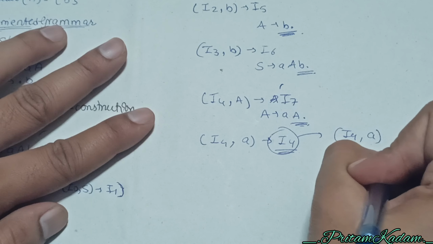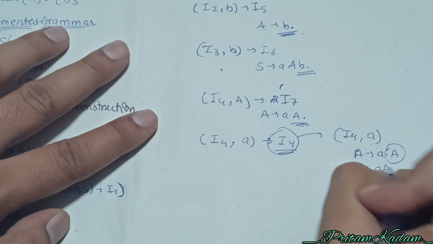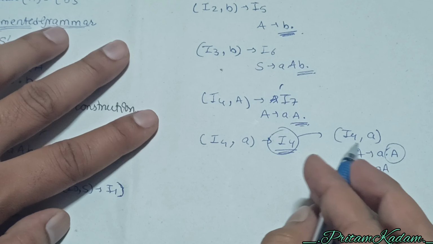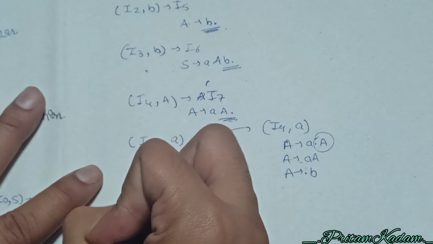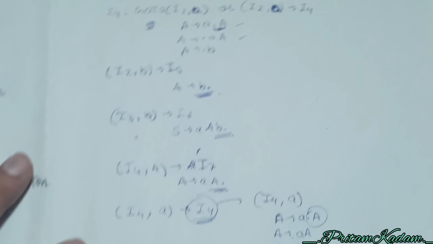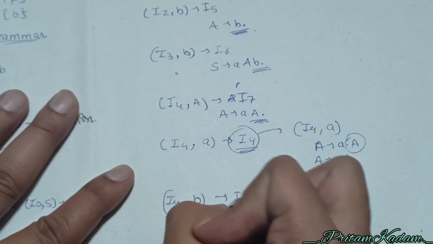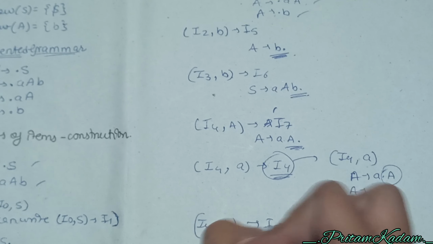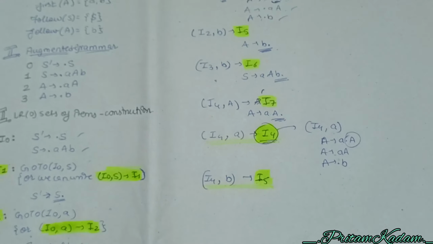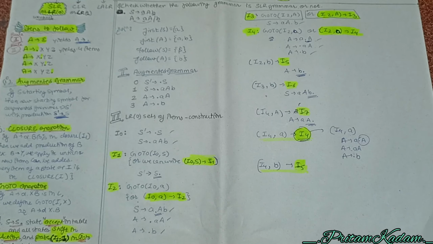When we did I4 on small a, it gave me this, and after the dot there is a capital A, so I will write the productions of A like this. This whole thing is the same as I4, so I can write it as I4 on small a gives I4 diagonally. Now let us do the small b part. So I4 on small b will give me this I5 state, as it will be A gives b dot only. Now we have completed the states. Let me underline all these states and the important parts. Let me zoom out and we will proceed ahead and make the table.